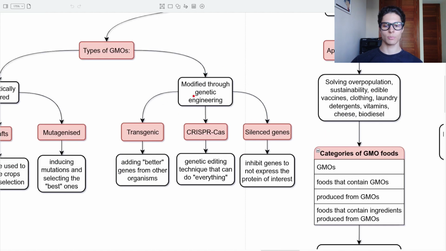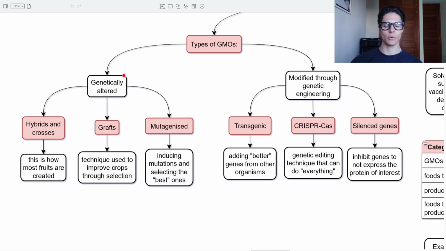On the other hand, more recently we started using genetic engineering to create transgenic foods. This is adding better genes from other organisms. Then there is also a method called CRISPR-Cas. This is a genetic editing technique that can do pretty much everything. It can edit the genetic code to change the gene expression as you want. And then there is also another technique called the silenced genes. This basically inhibits the genes to not express the protein of interest. Very interesting one. As you can see, we have the generic ones and the specific ones. This is via trial and error, and here we go straight to the point.